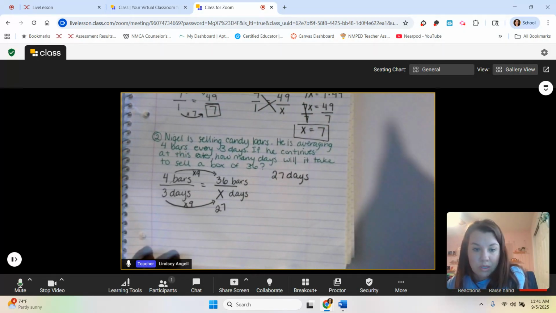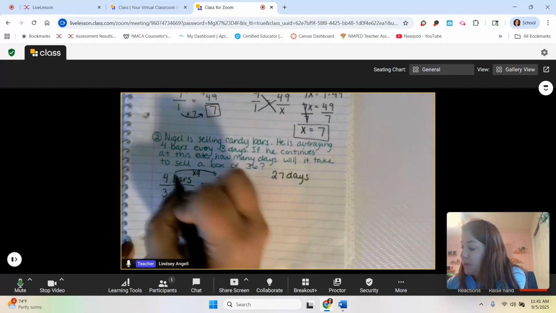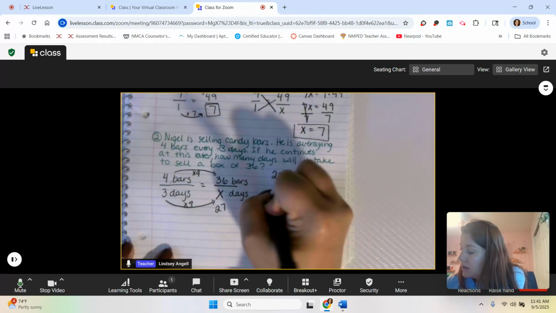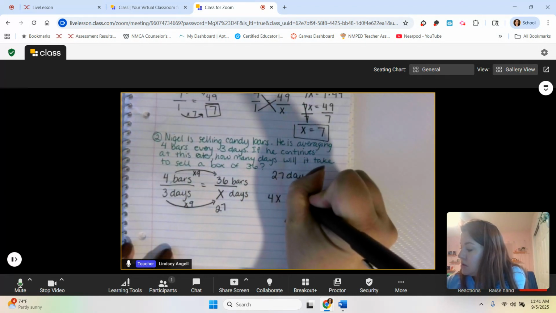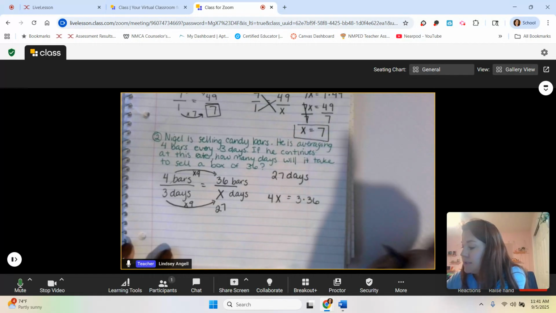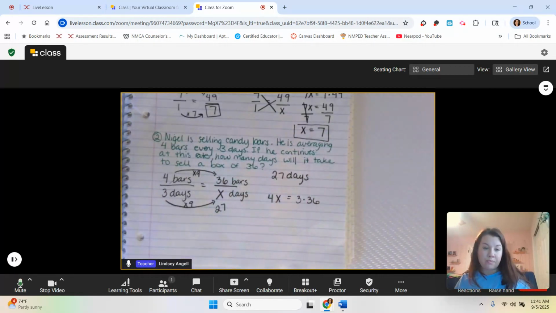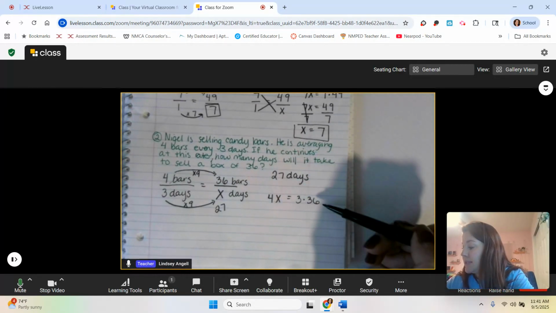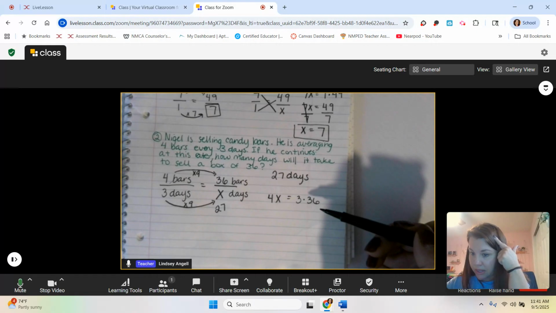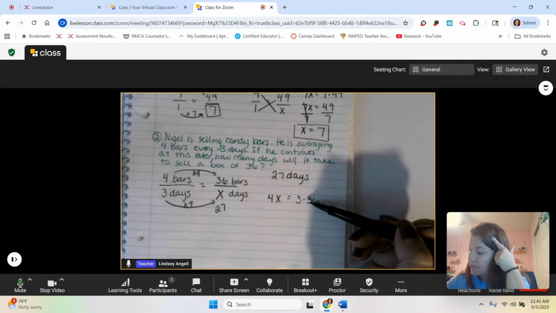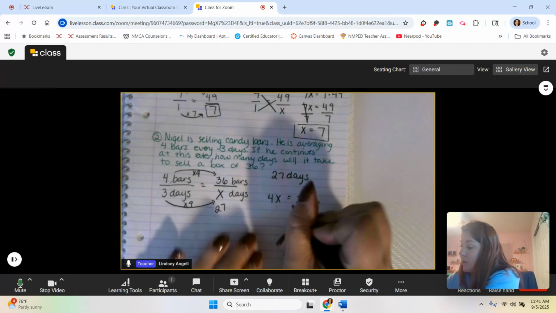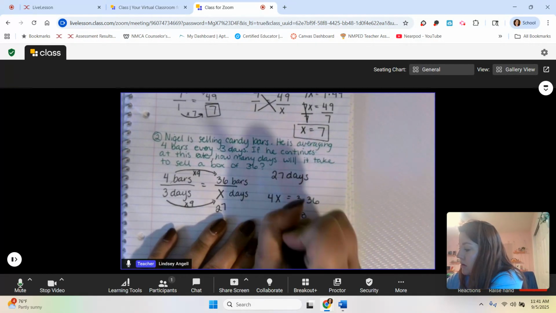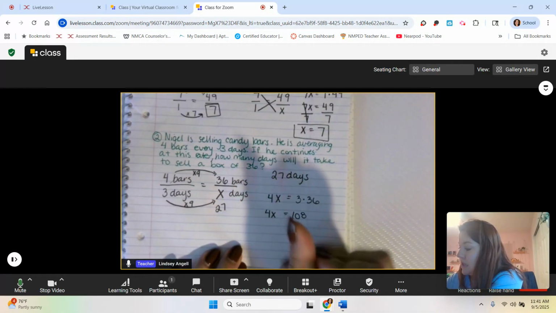Okay? All right, you also could have done the cross multiplication. You could have done 4 times x, right, going across this way, is equal to 3 times 36. Okay? And then going from there, let's see. Well, 3 times 36. 3 times 6 is 18. I'm going to hold that in my brain. 3 times 30 is 90. 90 plus 18 is 108.